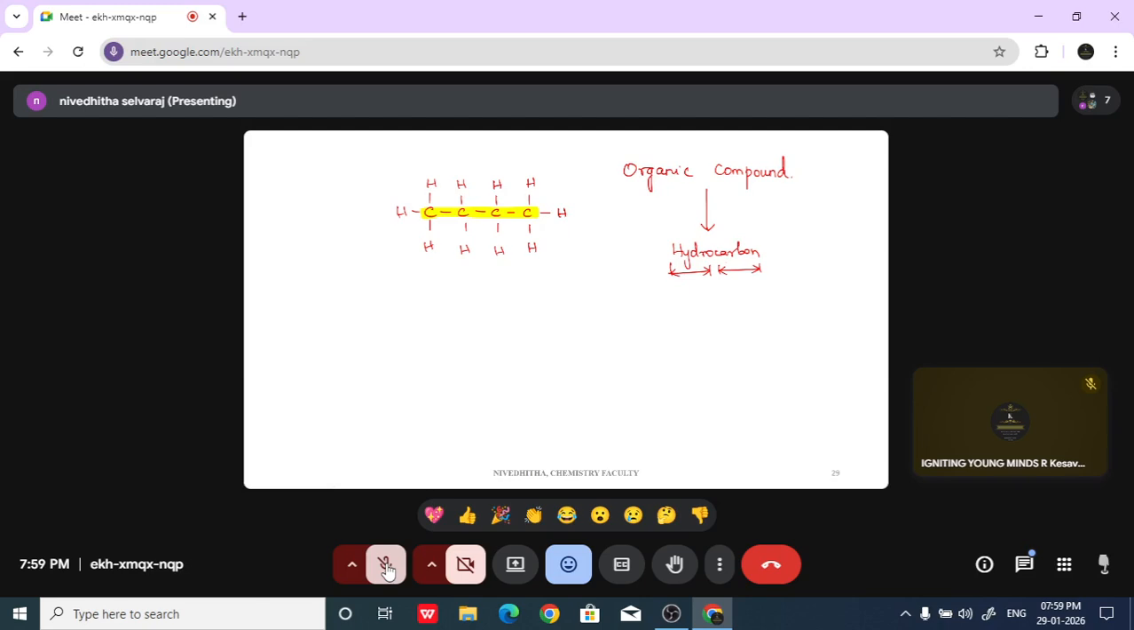In organic chemistry, one whole chapter is about the fundamentals, only the fundamentals of organic chemistry, and the second chapter is about hydrocarbons. Okay, fine. So now we'll understand about hydrocarbons. I'm going to write a few hydrocarbons and I want you guys to tell me the difference between those compounds.